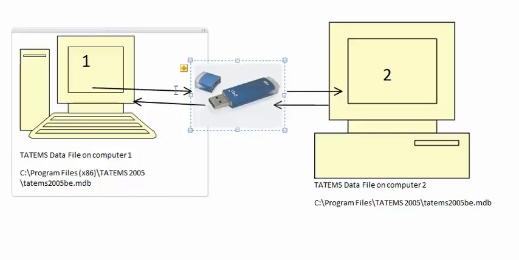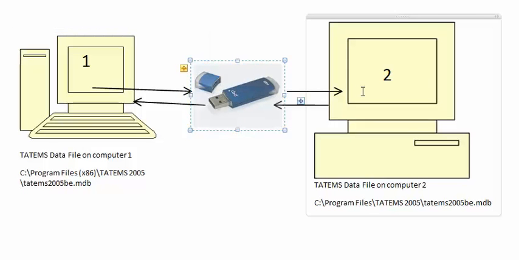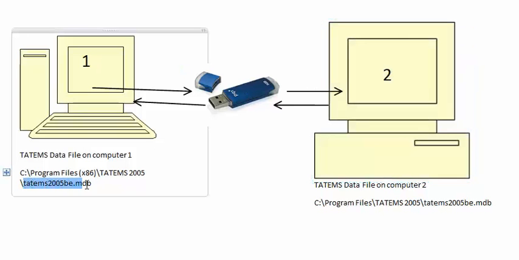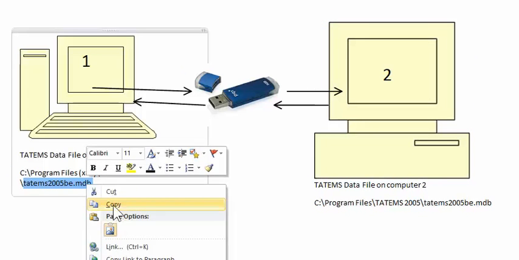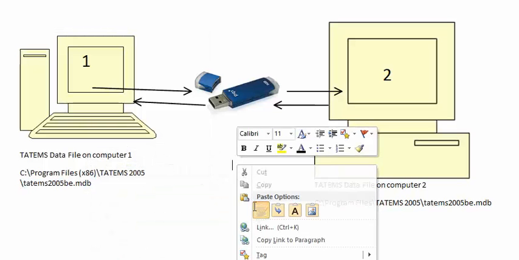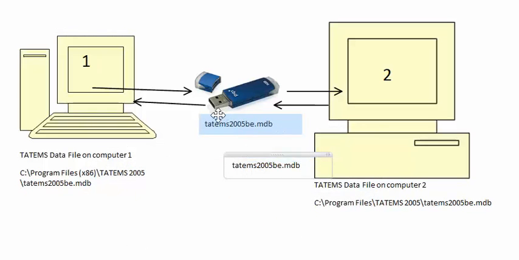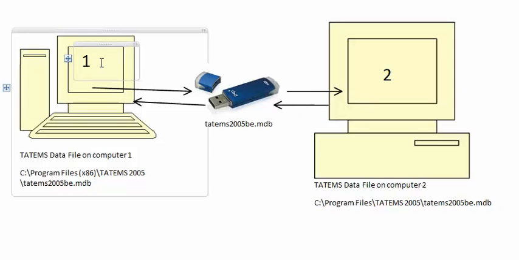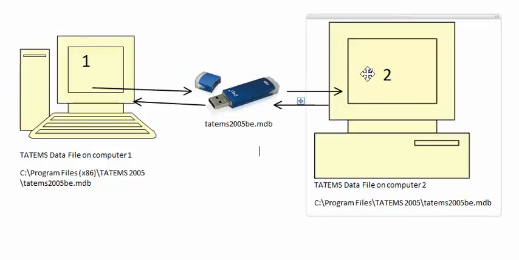All right. And then take that USB drive, plug it into computer number two, and copy that file that you copied to the USB drive, this file here. Let me just paste this over here. That file gets copied from the USB drive to computer number two. Make sure TATEMS is closed when you copy it to computer number two, and then you can open TATEMS up. Anything that was entered on computer number one will now be available to be seen on computer number two.